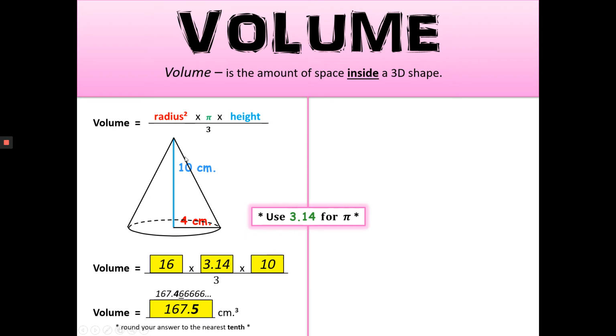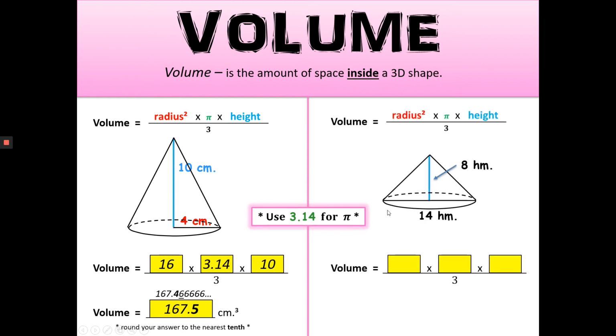Now if you notice, we started off with the radius on that one. That's halfway across the circle. But for this one, you're given the diameter. You're given the entire length across the circle right there. Since the volume formula requires the radius, we have to get half of that, because diameter is all the way across and radius is only halfway across. So half of 14 is going to be 7. So 7 is going to be the radius, and that's what we have to square. So 7 times 7, 7 squared, is 49.